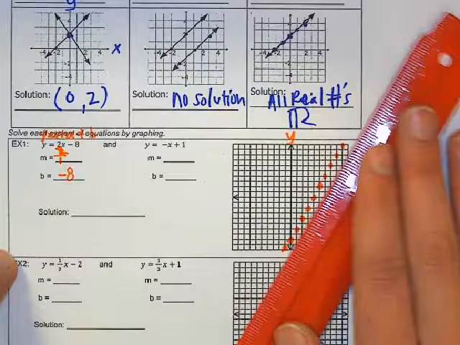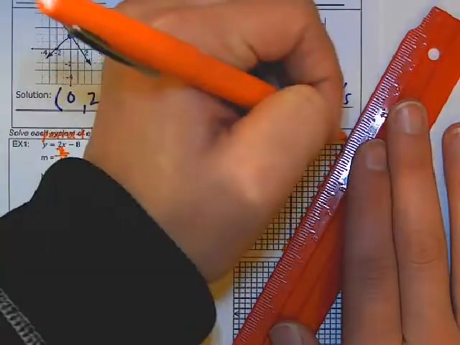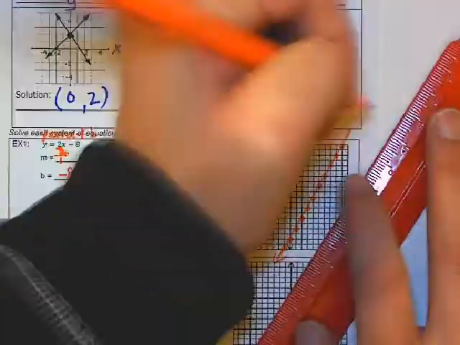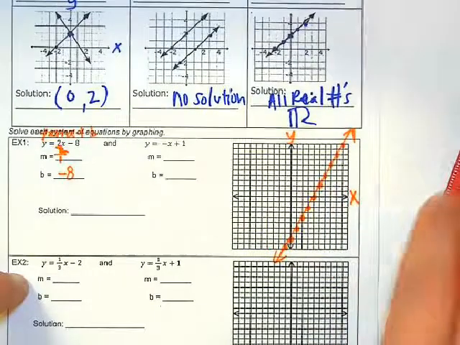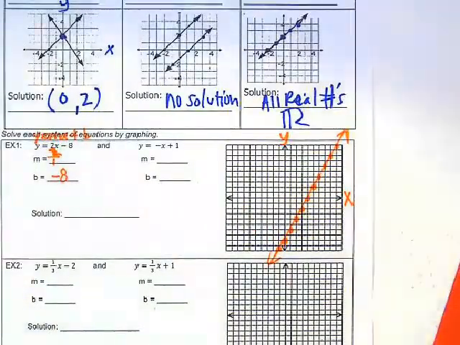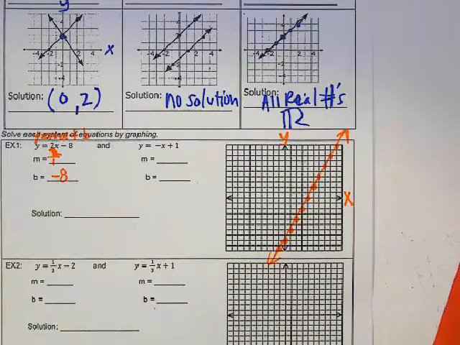Draw a line. Why is this a normal straight line? Remember? It doesn't have a little symbol there. Good. It's not an inequality. It's got an equal sign. Good job. Okay, now let's do the second one.